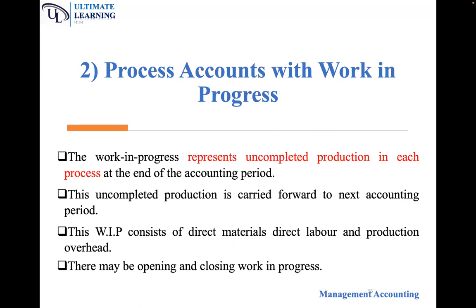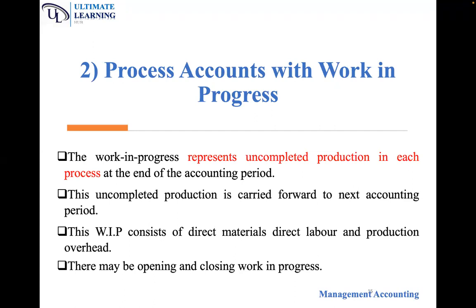So we've said in process costing, work in progress represents a job, a work, a duty that is not complete. So work in progress, what does it include? It includes direct materials, direct labor, and production overheads.